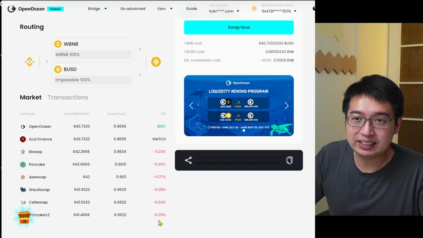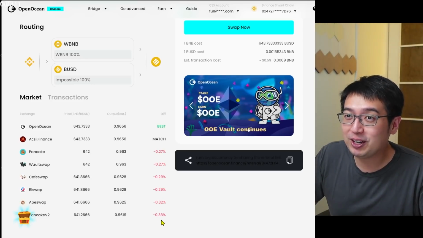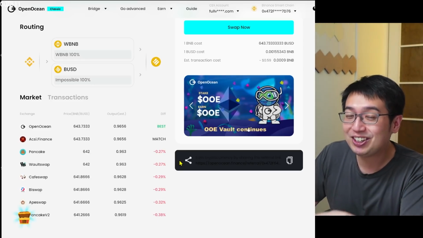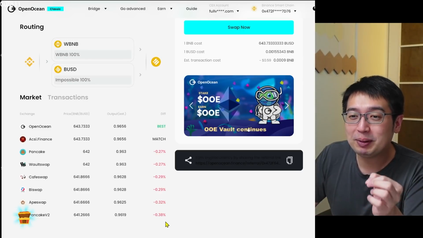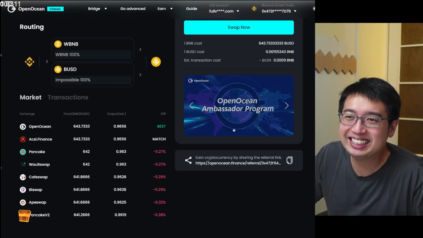and being able to save 0.35% on one trade can add up to a lot of money. If you are a trader, you make a lot of trades, you don't want to be losing that much every trade. Then this super dark box that you can't really see anything, it is a referral system.